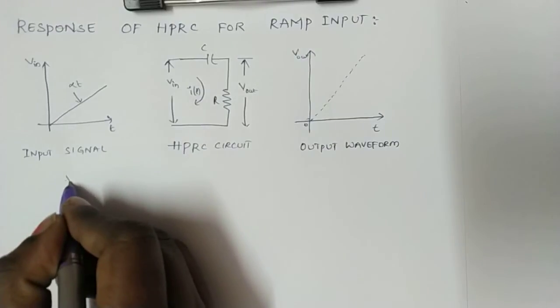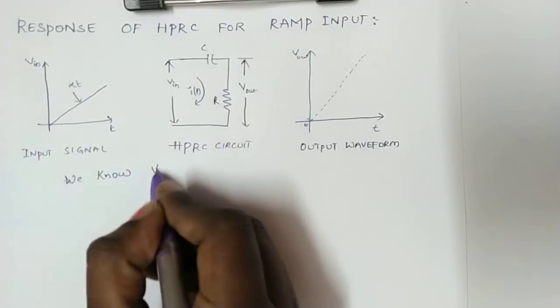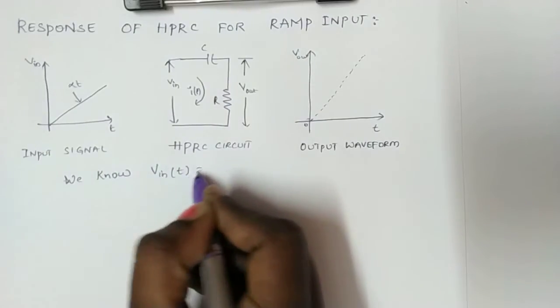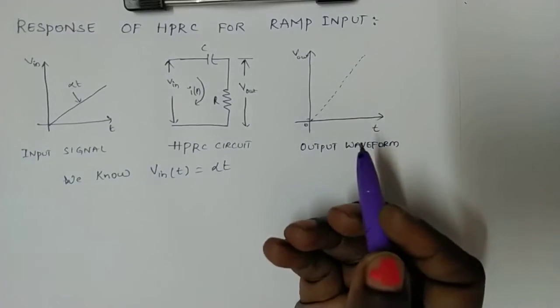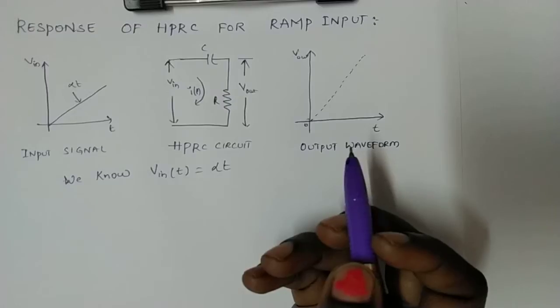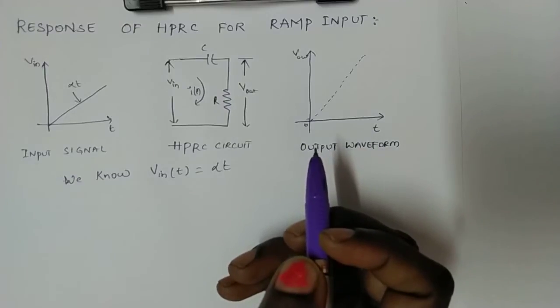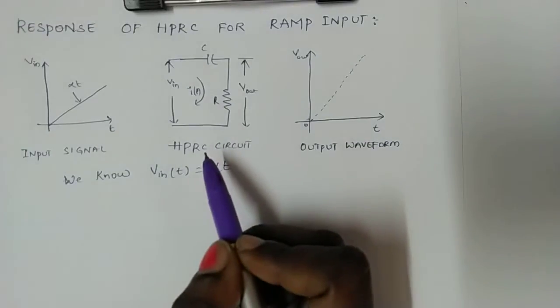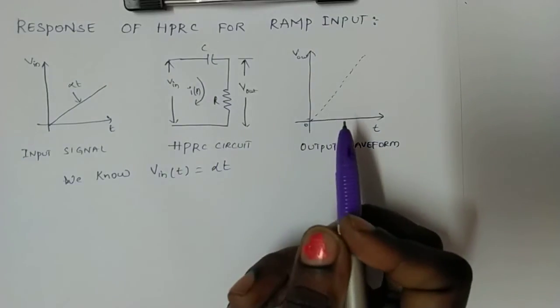For this ramp input signal, the input equation is V input of t equal to alpha into t. So in order to find the output expression V naught of t, we use the formula: V input into the transfer function of this HPRC circuit. The product of these two gives us the output function.